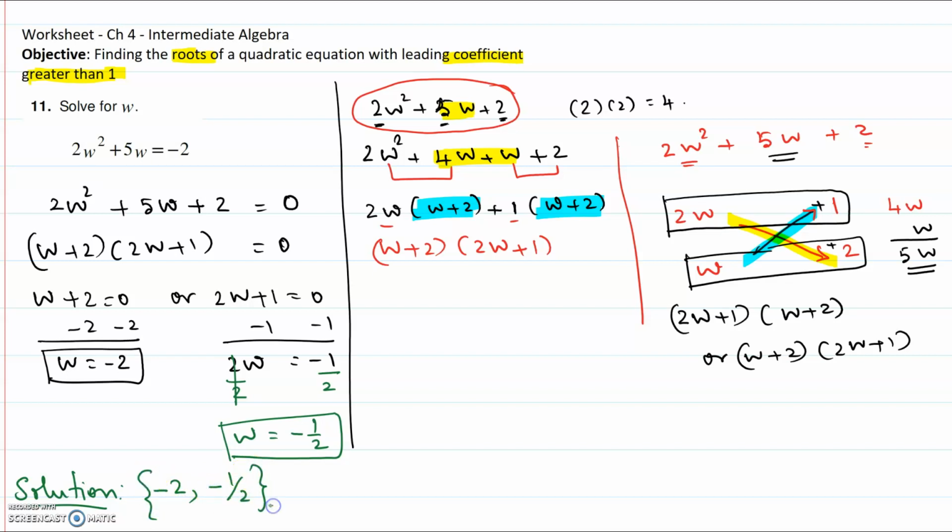We can also check by plugging in these two w values into the original equation and checking whether the equation is satisfied or not.